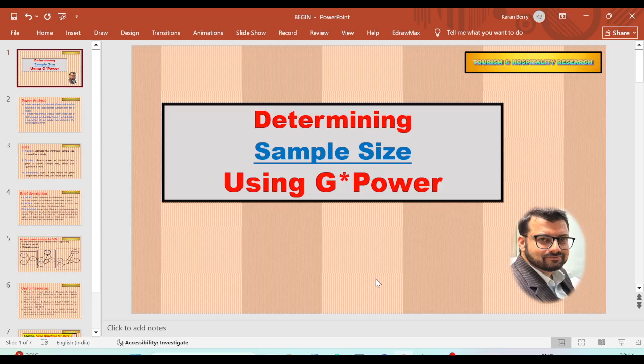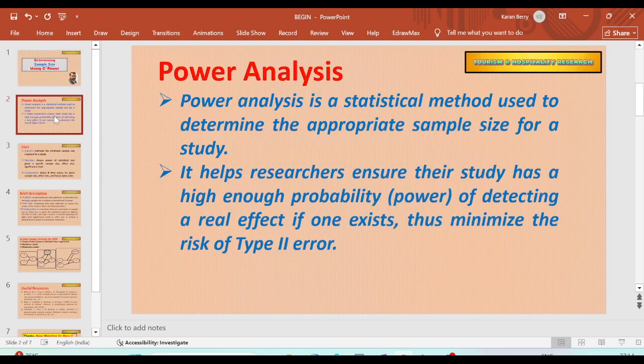It was invented by Erdfelder, Faul, and Buchner in 1996. This program helps the researcher in several ways. But what is power analysis?